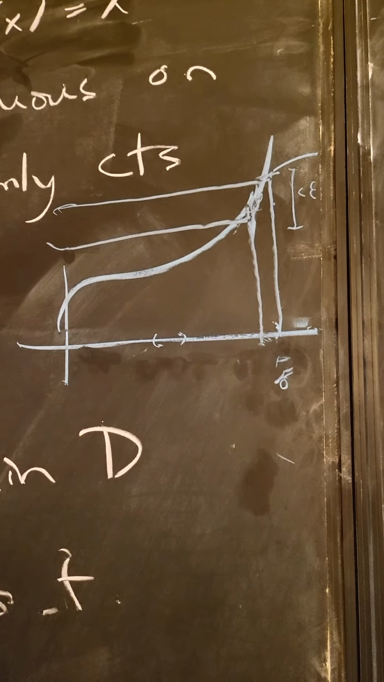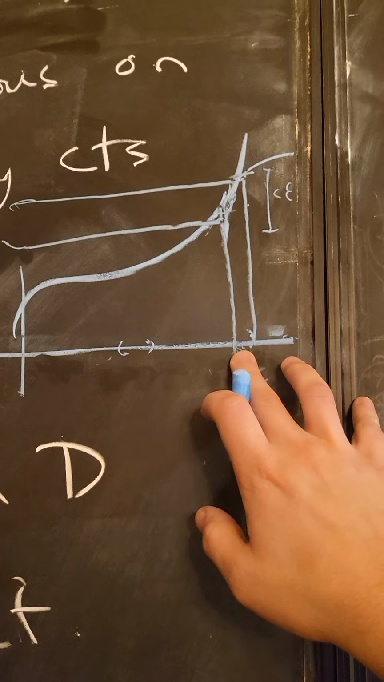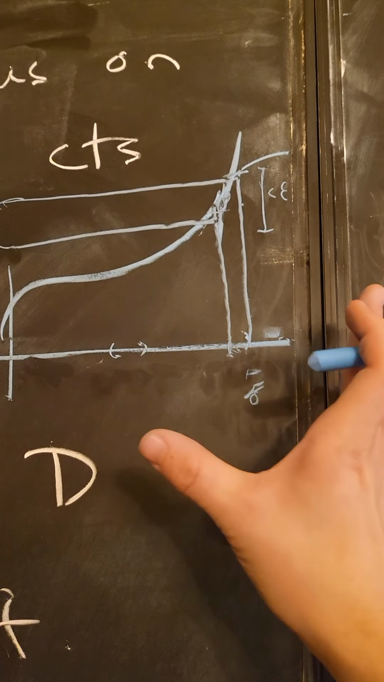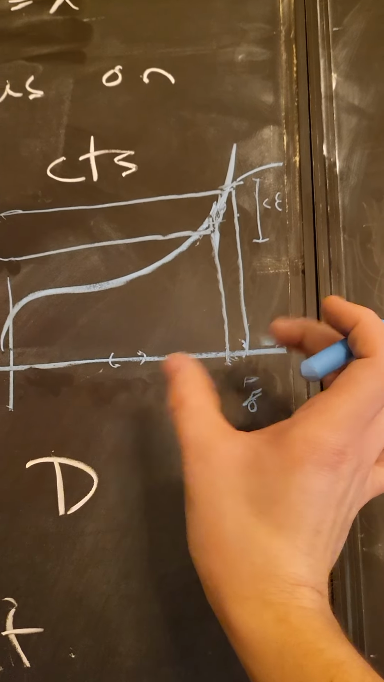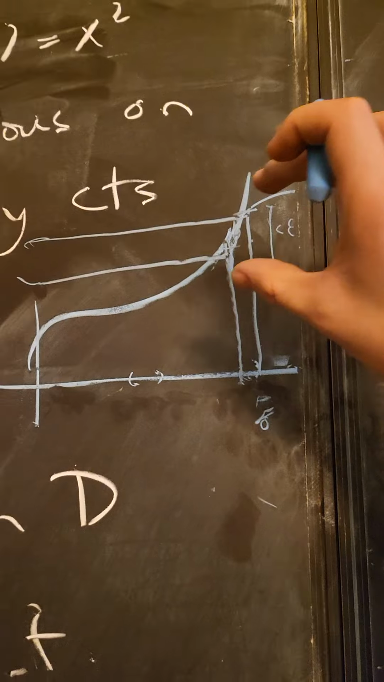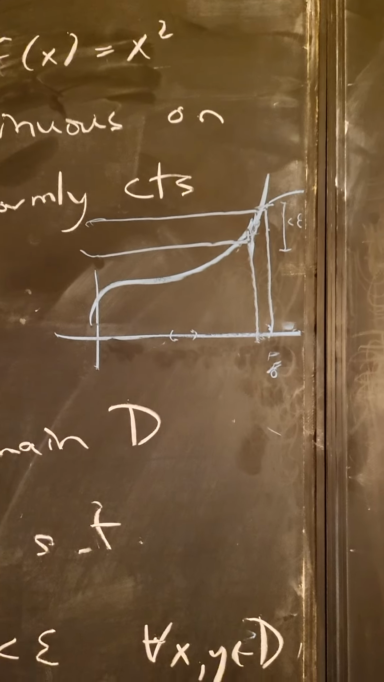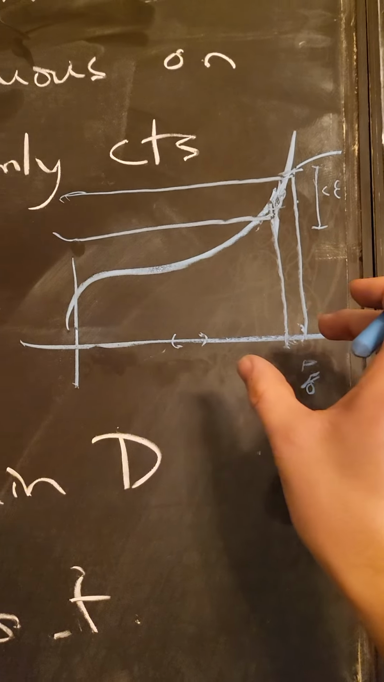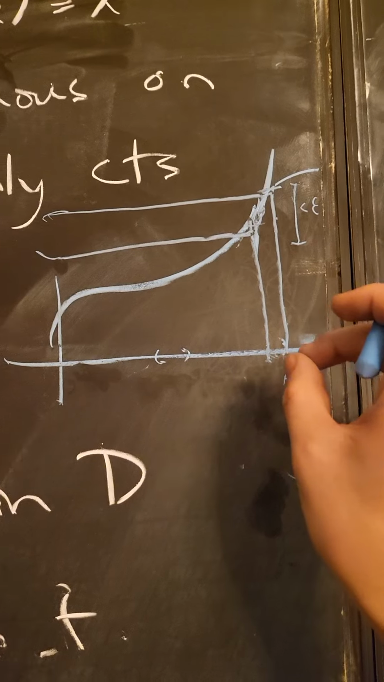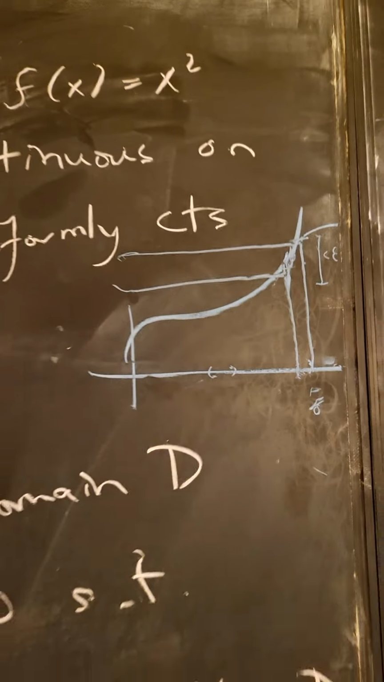Because I've chosen essentially the worst case possible point where the function stretches an input interval by the most, right? By the most, because the derivative, remember, measures a stretching factor from the local volume distortion from the input to the output.